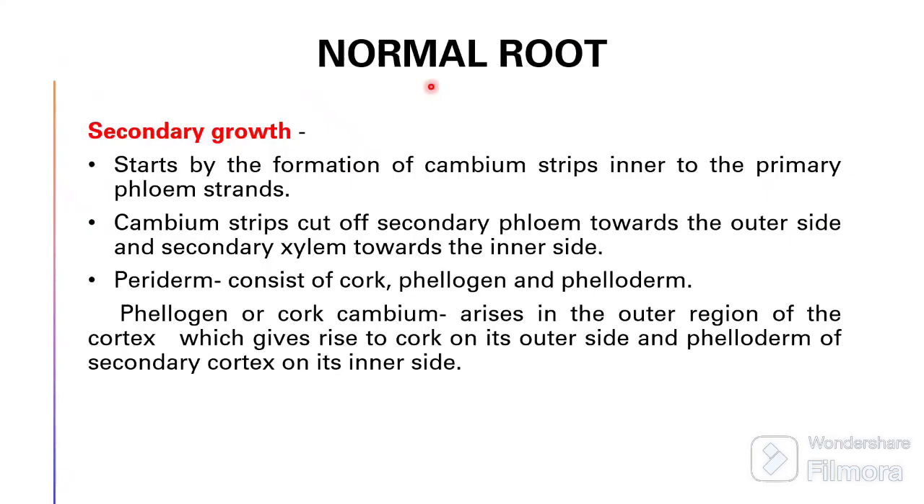Talking about secondary growth, it is also present in a normal root. It initiates by the formation of cambium strips, which are formed just inner to the primary phloem strands. These cambium strips cut off secondary phloem towards the outer side and secondary xylem towards the inner side, leading to the formation of a periderm. Periderm is a collective term for cork, phellogen, and phelloderm. Phellogen is also called cork cambium, which arises in the cortex region, and it gives rise to cork on its outer side and phelloderm or secondary cortex on its inner side.